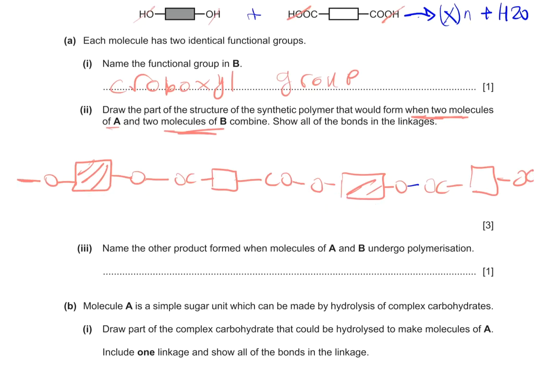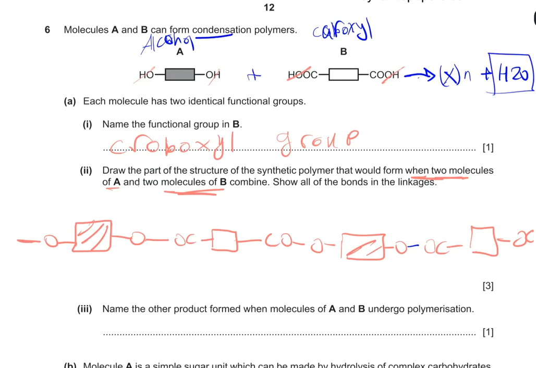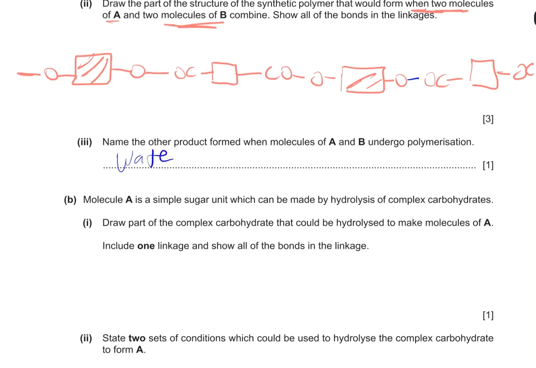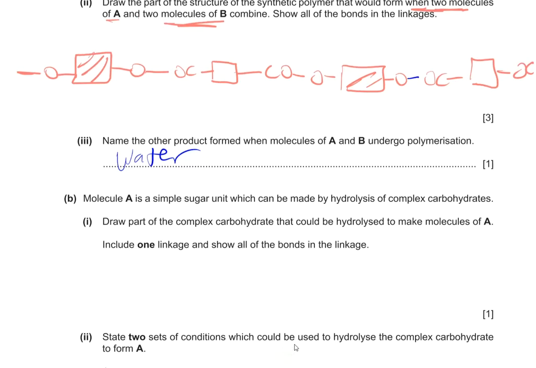Name the other product formed when molecules A and B undergo polymerization. As we mentioned before, that would be water that is formed from the OH and H. So it would be water. Molecule A is a simple sugar unit which can be made by hydrolysis of complex carbohydrates. Draw part of the complex carbohydrate that could be hydrolyzed to make molecules of A, include one linkage, and show all the bonds of the linkage.